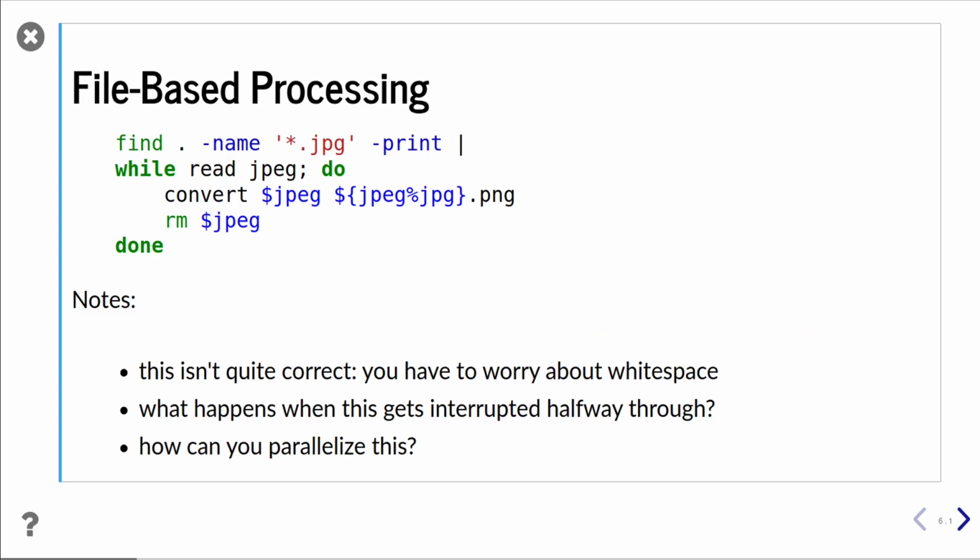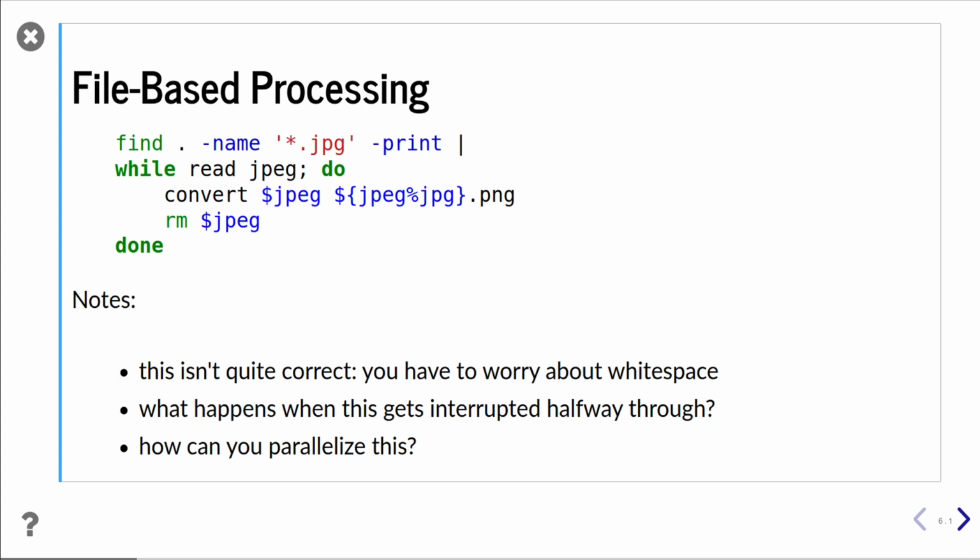So let's quickly look at a very simple file-based processing script. This script goes through a file system tree and converts all the JPEGs in there to PNG using the ImageMagick Convert program. Now, this is a fairly simple and familiar way of processing files. Note that it isn't actually quite correct the way it is written because it doesn't deal correctly with white space in file names. So you have to worry about quoting, for example.